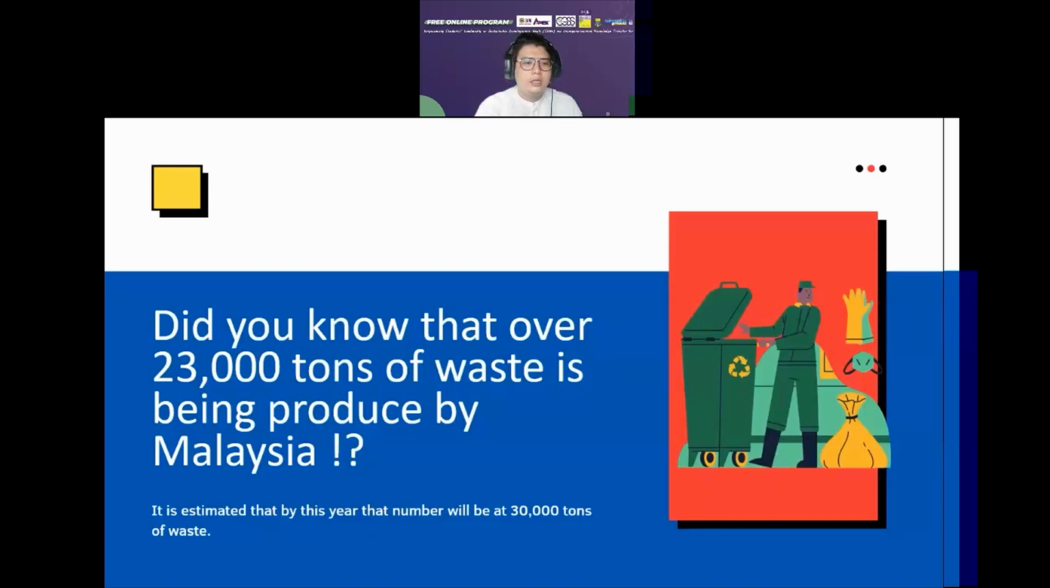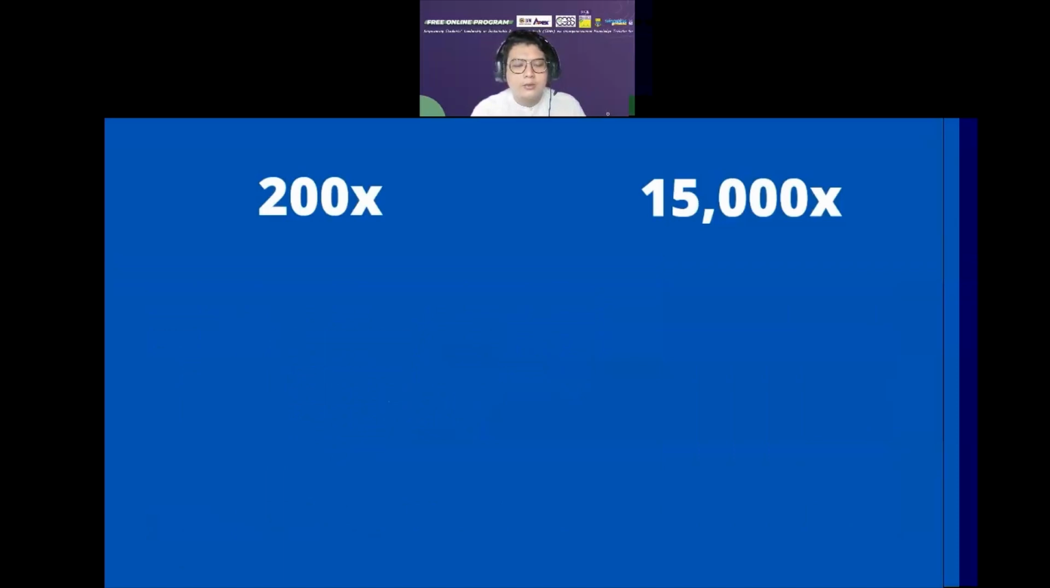Now, did you know that over 23,000 tons of waste is produced by Malaysia each day? And it is estimated by this year that number will be at 30,000 tons of waste produced each day. Imagine. So just to give you a picture of how much waste is produced each day by Malaysians, imagine a blue whale times 200.